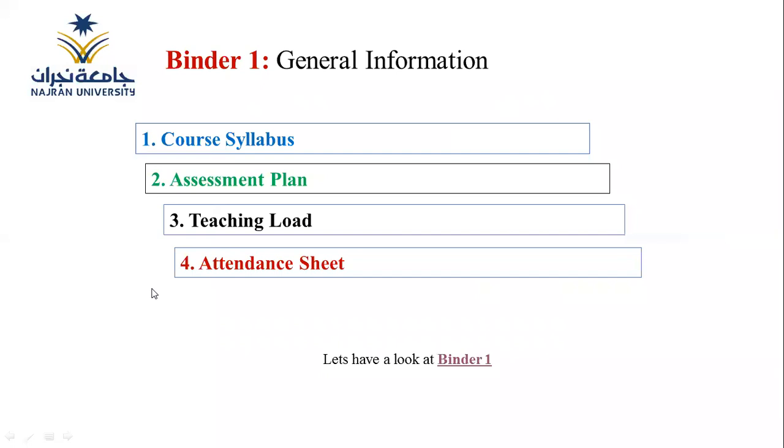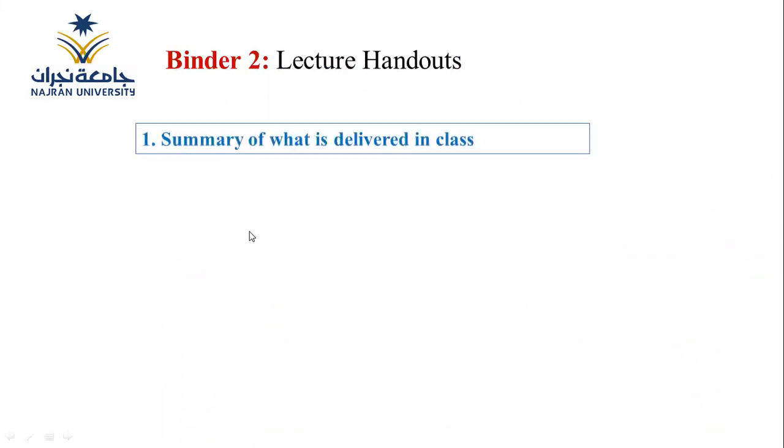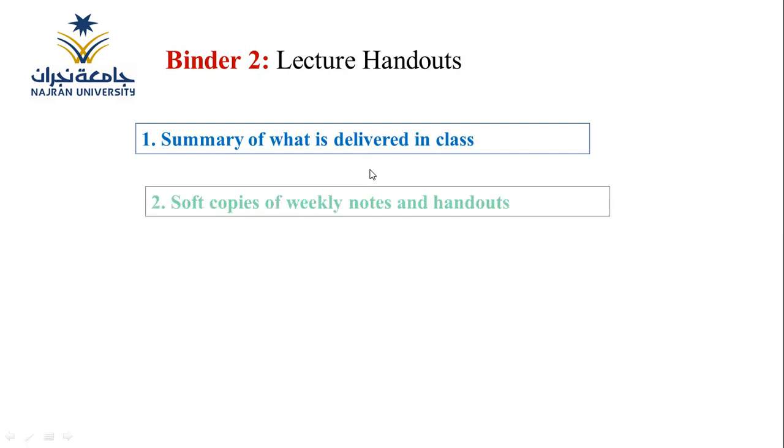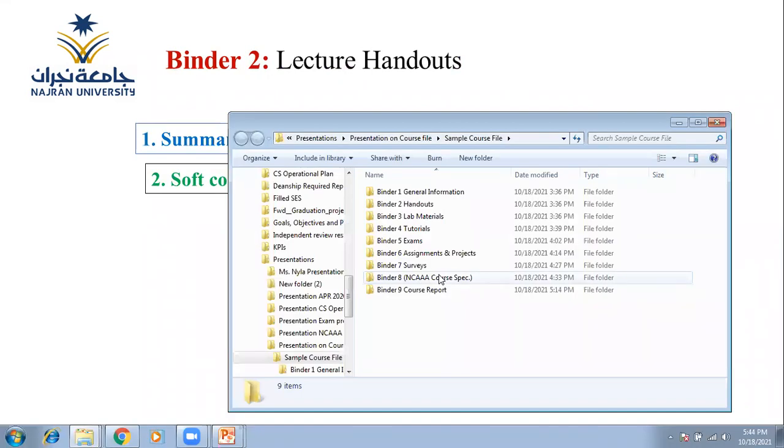Now we will move to our binder number two, which is related to the lecture handouts. In lecture handouts, the first thing we need to include is a summary of what is delivered in the class. And the second thing, we need to provide the soft copies of weekly notes and handouts. So we will go to the example binder two, and we will see what we have to add here.